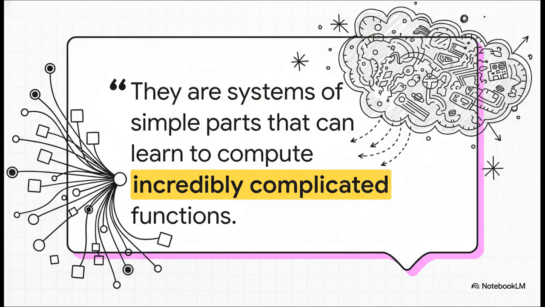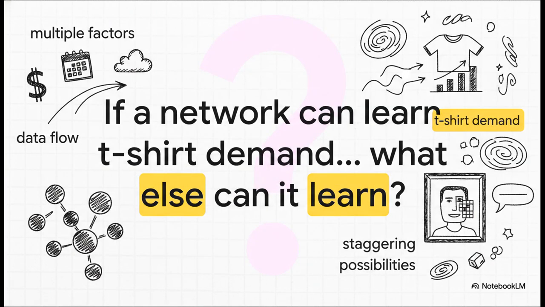So really, at the end of the day, that's what neural networks are. They're just systems made of really simple parts. But when you connect enough of them together and you give them enough data to learn from, they can figure out how to compute incredibly complicated things, finding patterns that no human could ever sit down and program by hand. It's wild. And that really leaves us with a final thought, doesn't it? If a network of these simple little neurons can learn something as tricky as predicting t-shirt demand, what else can it learn? I mean, what happens when the input isn't price, but all the pixels in a photograph, and the output isn't a sales number, but a person's name? The possibilities, they're just staggering to think about.